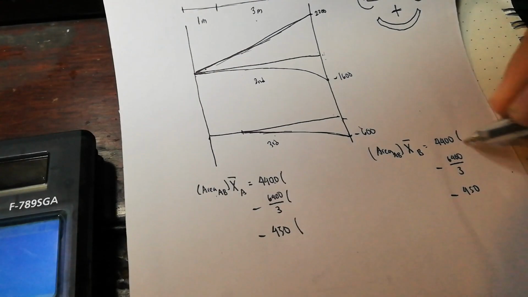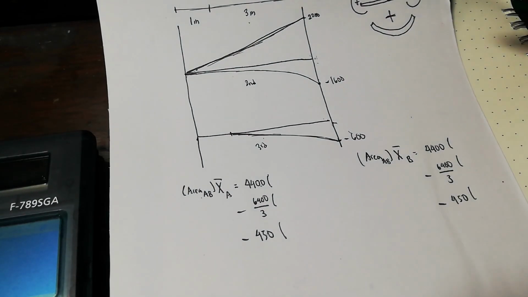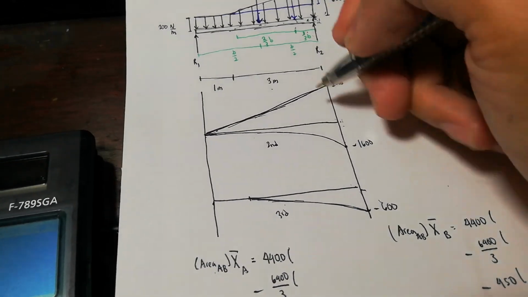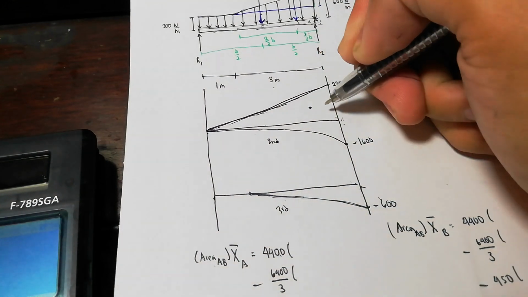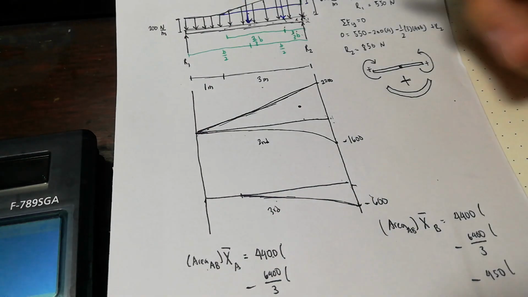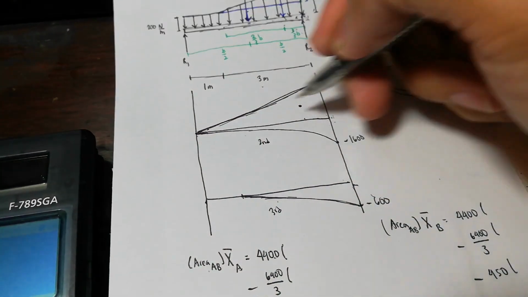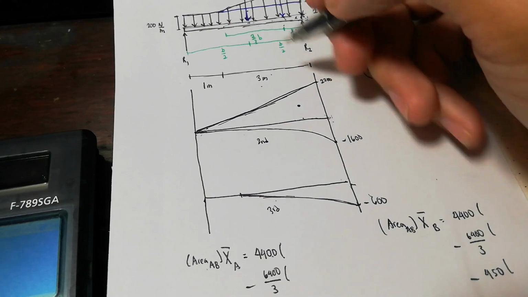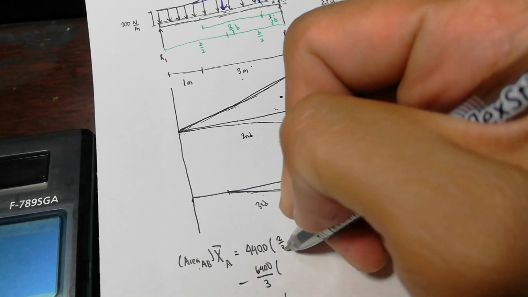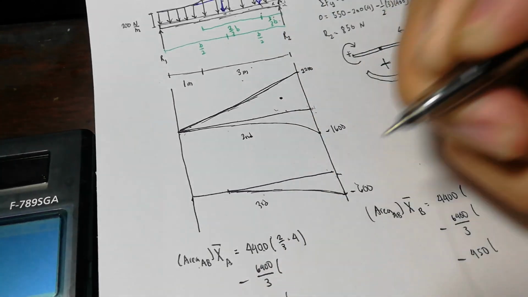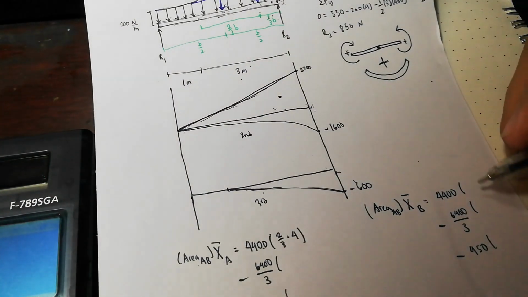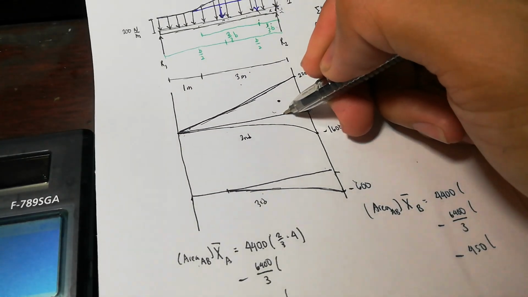Then ito naman is centroid from point B. So for triangle, siya ay 1/3 from B and 2/3 from A. So ang total base natin is 4 meters. So from point A, yan ay 2/3 times 4. Then para naman sa point B, siya ay 1/3 ng 4.